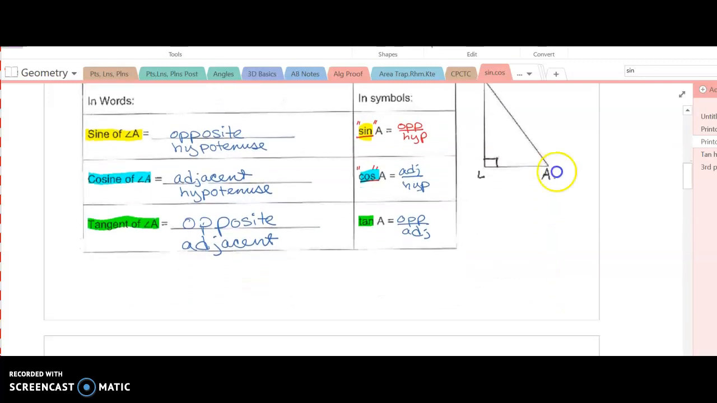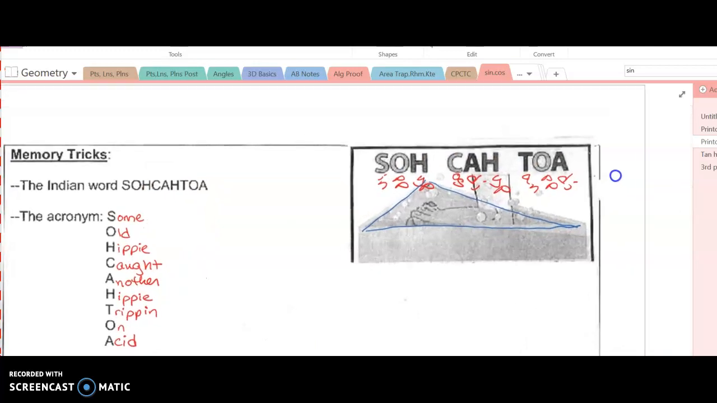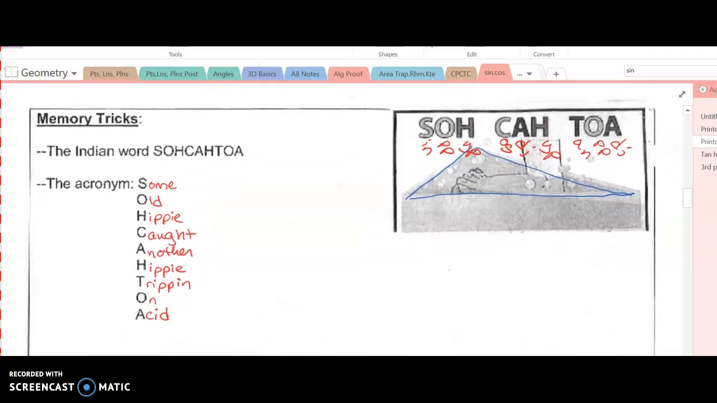Okay, so a couple little memory tricks to remember this. One that will probably stick with you in the long term is SOHCAHTOA. It sounds like an Indian word. It's not literally an Indian word. But SOH stands for sine is equal to the opposite side over the hypotenuse side. CAH stands for cosine is adjacent over the hypotenuse side. And TOA, tangent, is equal to the opposite side over the adjacent side.